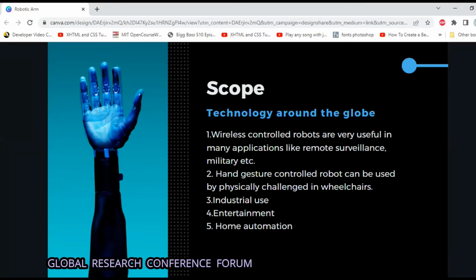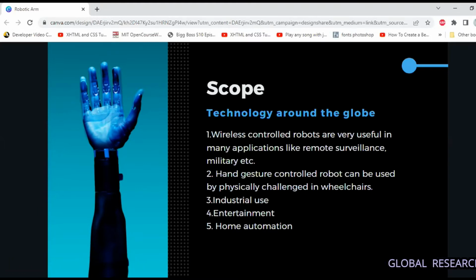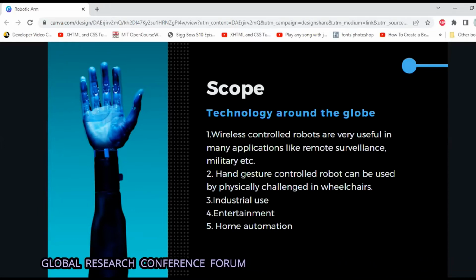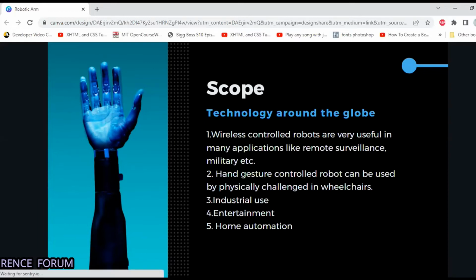And also it can be used for home automation. Again, if there is someone who is physically handicapped and unable to reach certain places, they can use this kind of technology for turning switches on or off.